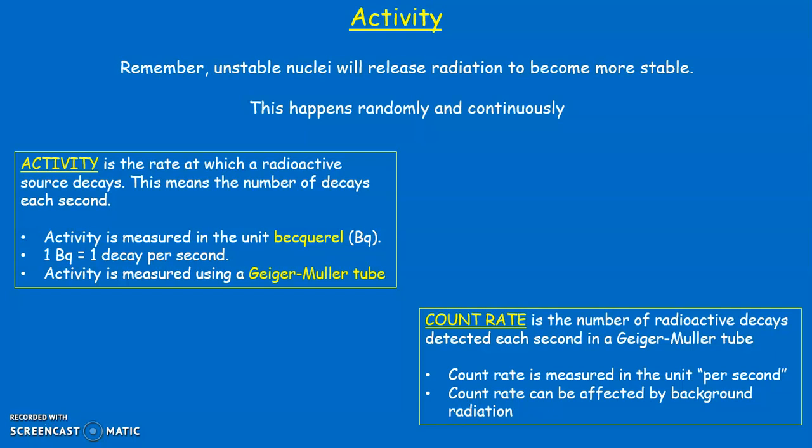So the count rate doesn't necessarily mean that the ionizing radiation is coming from a particular source that you're aiming it at. It could also be affected by the background radiation. And if you remember from last lesson, background radiation is low-level radiation that's always around us. Please pause the video right now and copy down these definitions of activity and count rate.